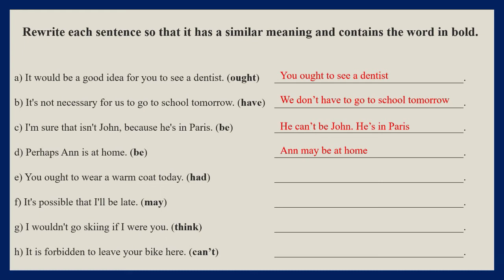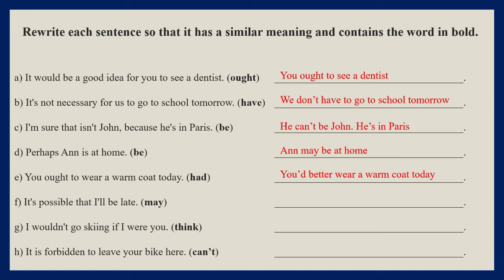E. You ought to wear a warm coat today. Again, in here we are making a suggestion. Another way of making a suggestion is using had better plus the base form of the main verb. So we say, you'd better wear a warm coat today.